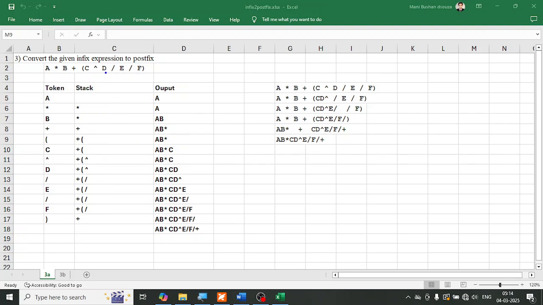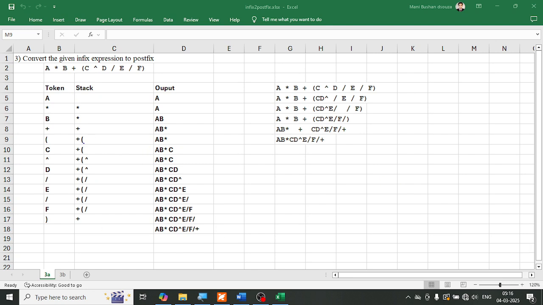Next, let us try to get the next one. Next is the D, and D is the operand. You don't touch anything with the stack, you just send this D directly to the output. So D will come in the output. Next, you have the division. Now, when you try to get the division, you notice that there is already an exponential which has the higher precedence than the division. So you pop this exponent out of the stack. So you get it to the output.